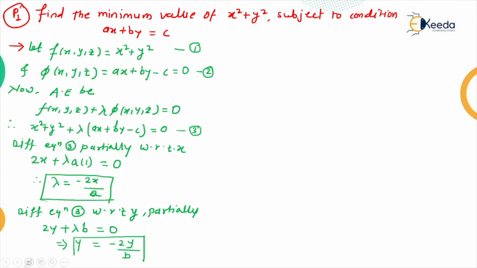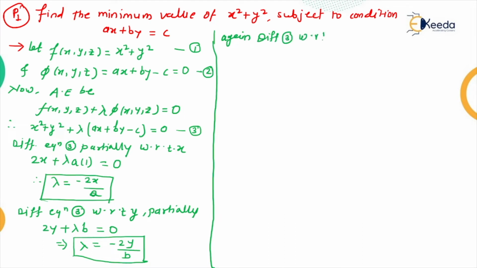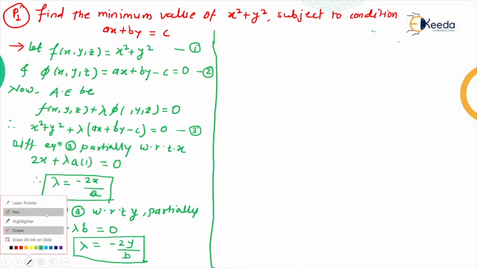Okay, so this is a value for lambda, right? Let's see, again differentiate 3 with respect to the third variable z, partially. Here very clearly, z does not appear in equation 3, so it is not necessary to differentiate with respect to z because z is not there. Okay, so these are the lambda values after differentiating equation number 3.